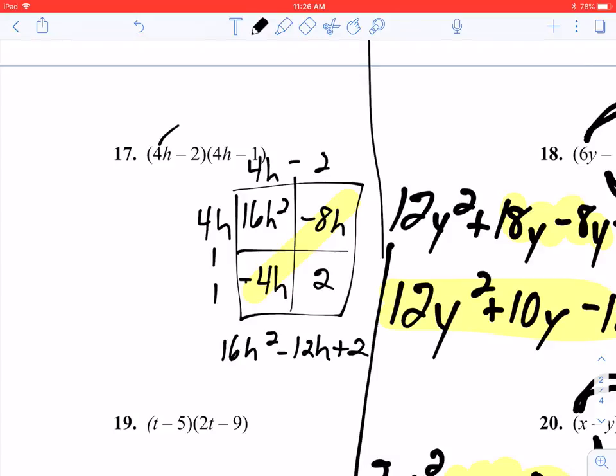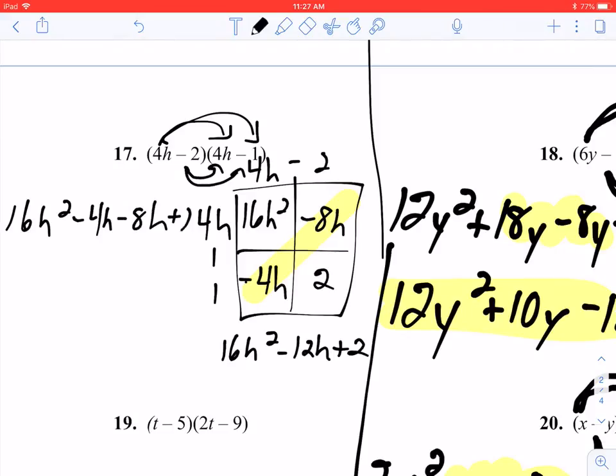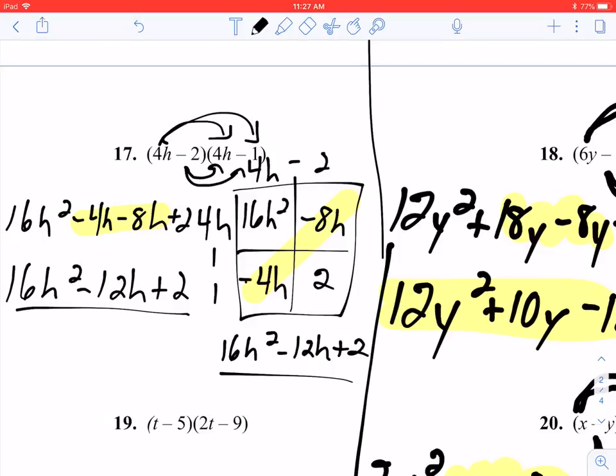Now, going with the FOIL method, the 4h gets distributed, so we have 16h squared. 4h times 1 is 4h. Now, negative 2 times 4h is negative 8h, and then negative 2 times negative 1 is positive 2. These two are like terms, so we have 16h squared minus 12h plus 2. And that matches that. Perfect.